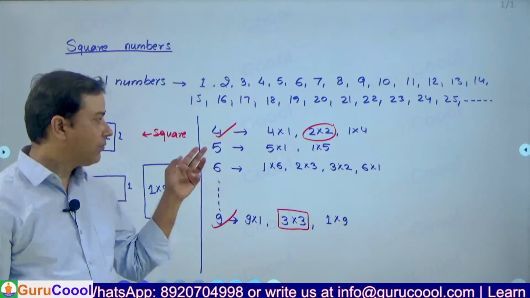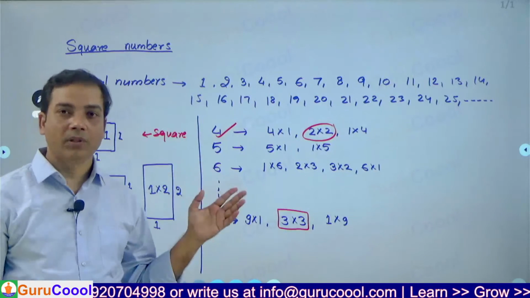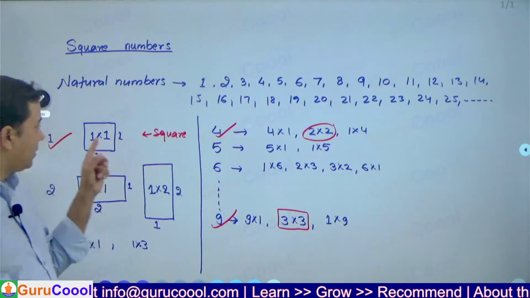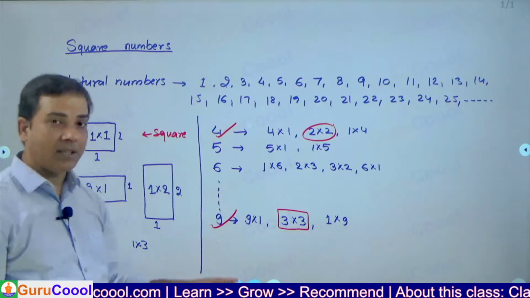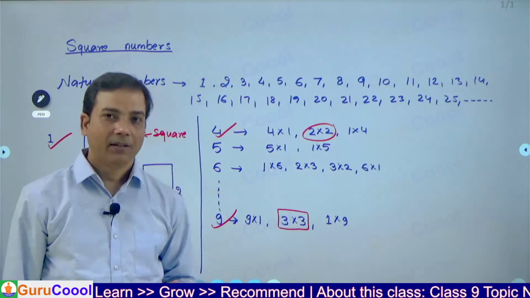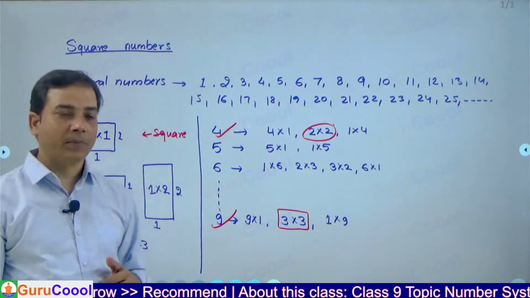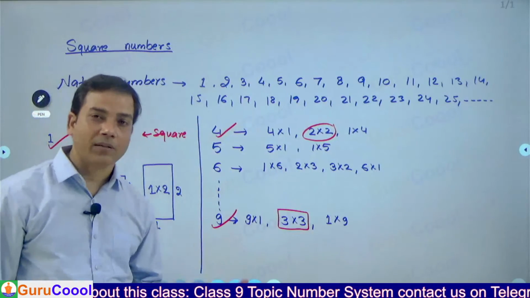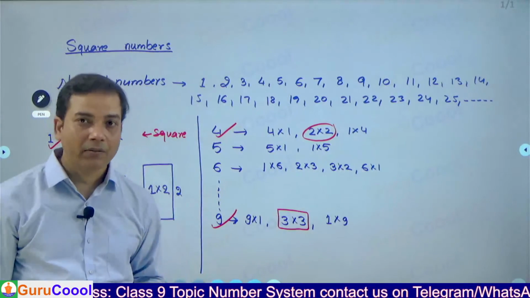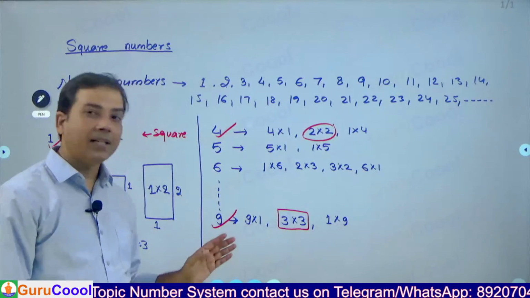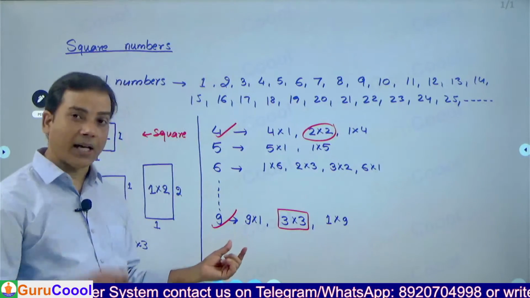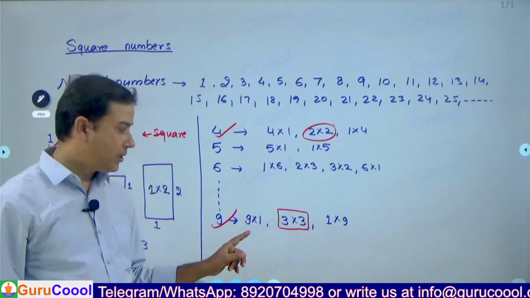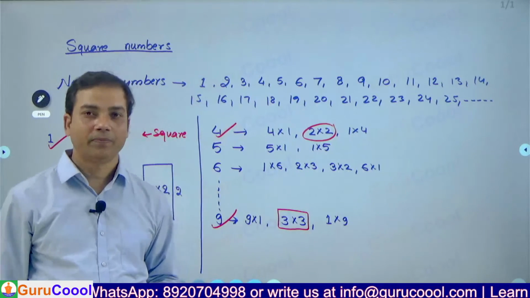Rest of the numbers like 5, 6, these numbers are rectangular numbers. But 4, 1, 4, 9, etc. are square numbers. And of course, if you ask me, sir, 9 is a square number, can we say 9 is a rectangular number as well? Exactly, we can. 9 is a rectangular number as well, because when you make a rectangle with length 9 units, breadth 1 unit, 9 is a rectangular number also.